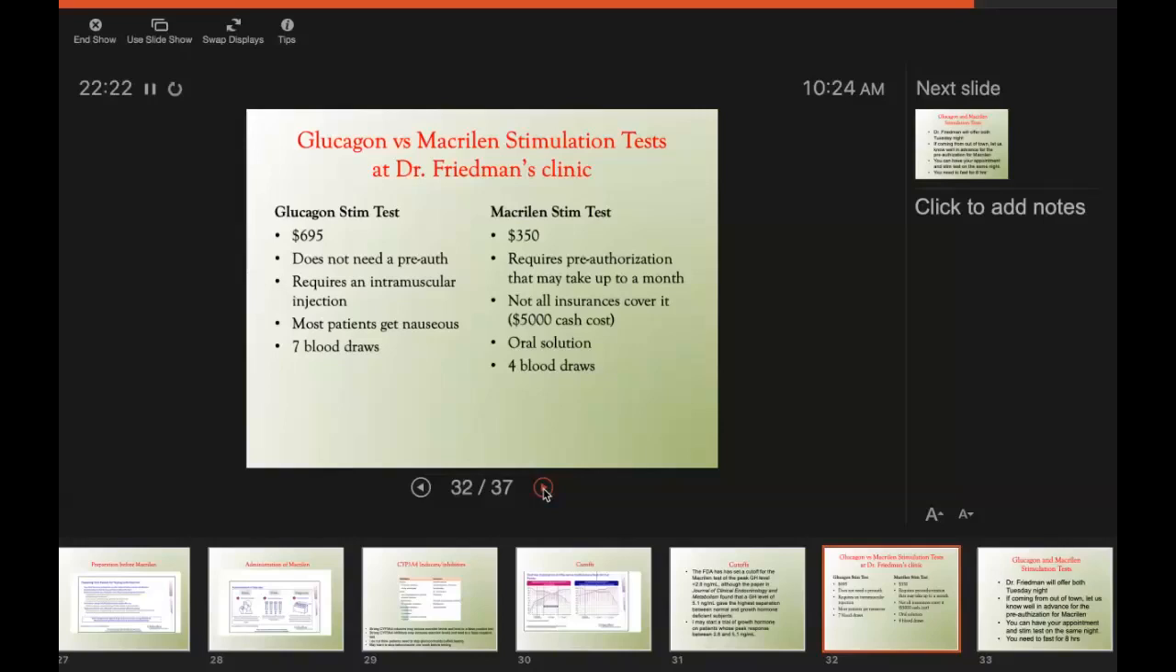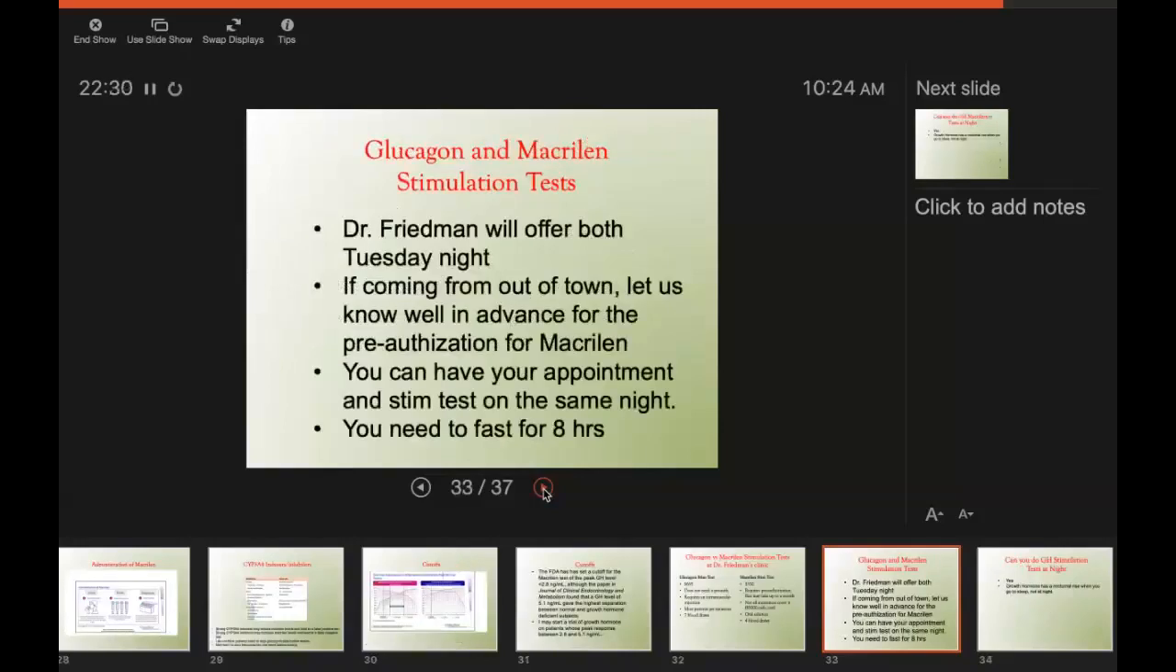Okay, good question. It's an oral solution. It requires 4 blood draws. I offer this on Tuesday night when the patient comes from out of town. Let us know in advance. We'll try to do the pre-authorization for you, and we'll try to put the test in on the same night you have your appointment. But you do need to fast for 8 hours. That's what the company says. So you have to sort of come see me. You can be jet lagged, tired, and hungry all at the same time. But hopefully it'll be okay.